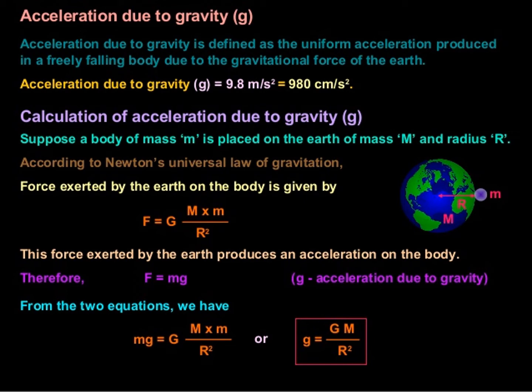So from both the equations, we can write that mg is equal to G M m by r square. Now concluding, we can write small g is equal to capital G into capital M upon r square. That is g is equal to GM by r square. So if we know the gravitational constant value, the mass of the earth and the radius of the earth, we can calculate the value of small g, which will come to 9.8 meter per second square.